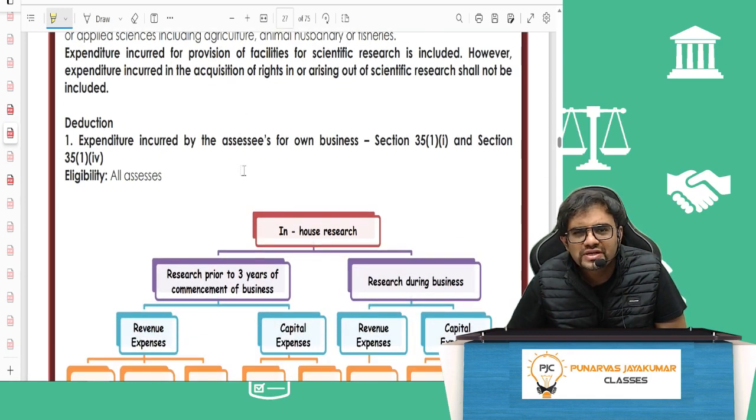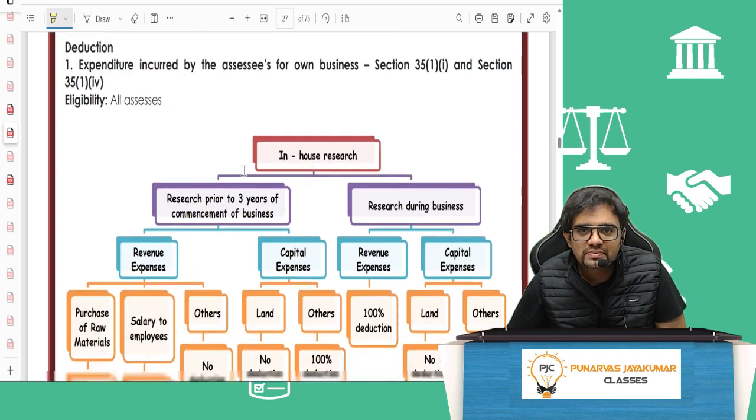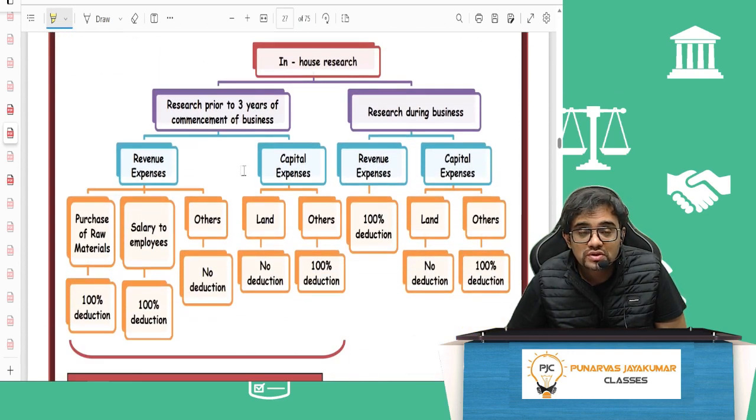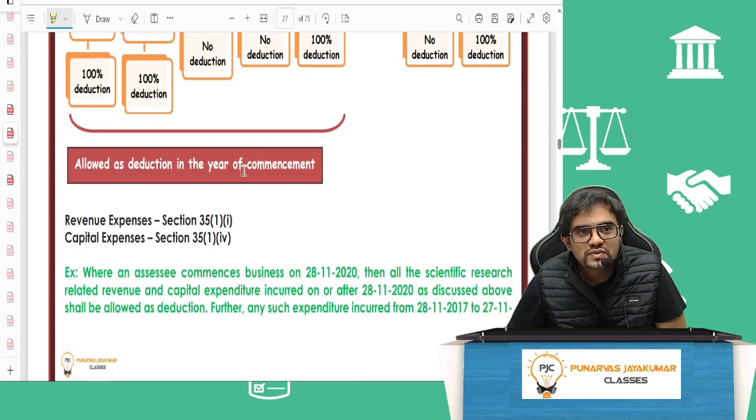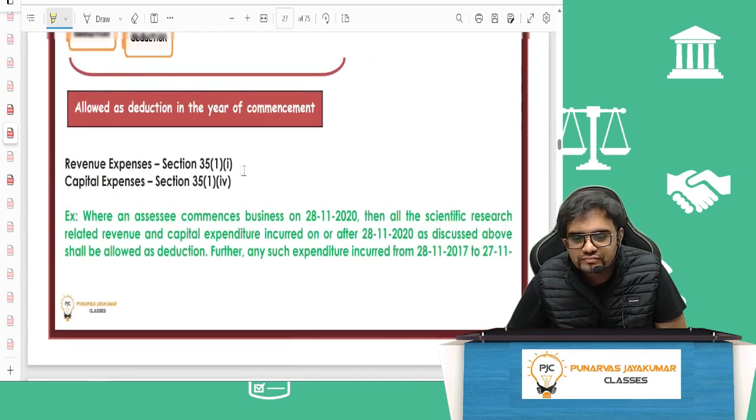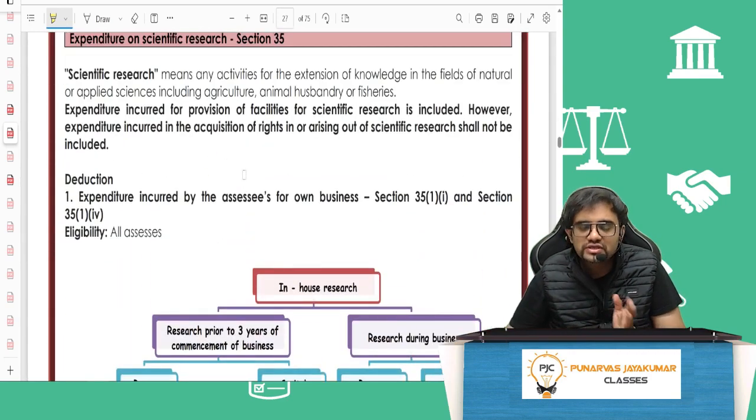Earlier there used to be different percentages of deductions. Basically, in order to support Indian companies that are investing more and more in scientific research, there are many areas. One part of it is in-house research. Second part is donation to a company which is doing scientific research. Third one is statistical research, etc. So the entire section is divided into three parts.